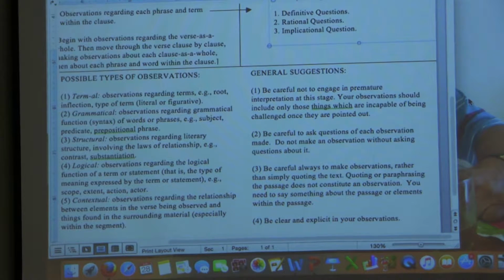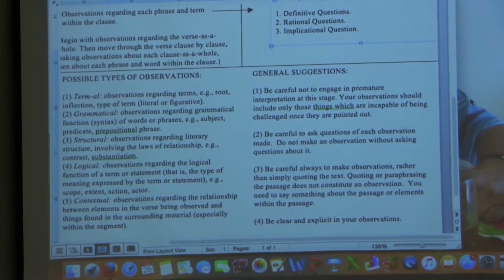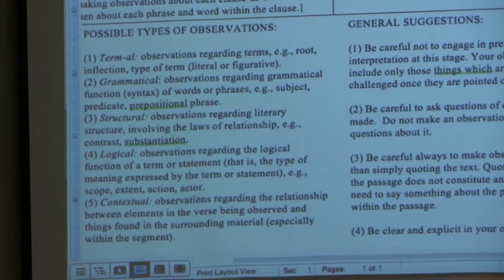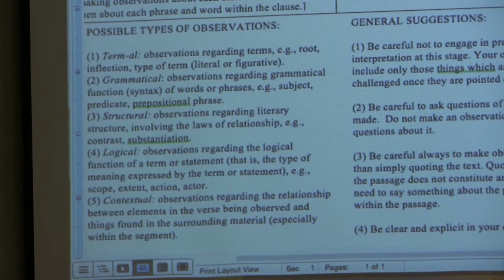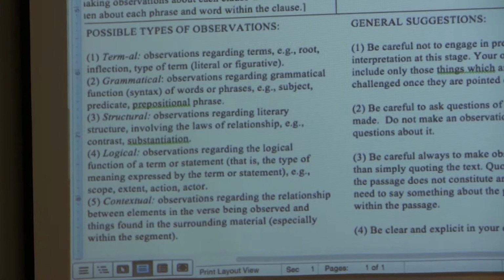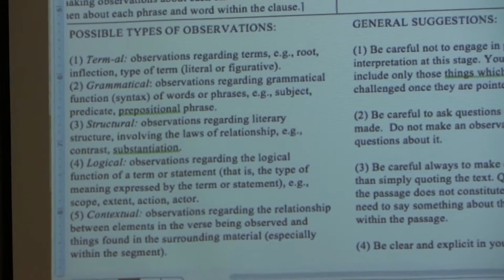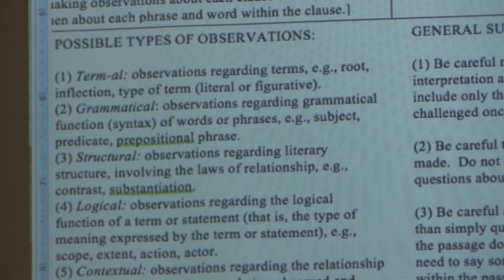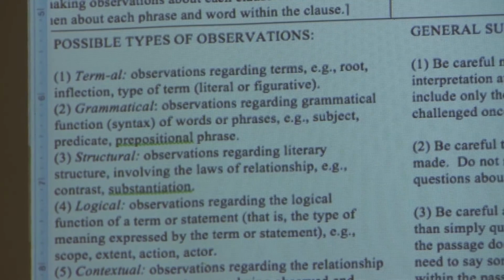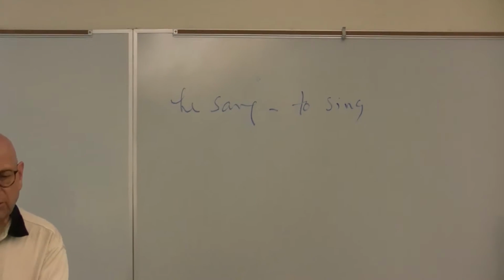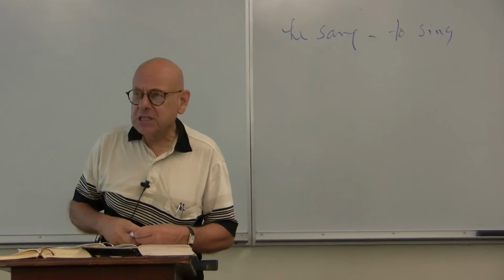The first type of observation are what we call term observations. These are observations regarding terms, obviously enough. That is to say, observations regarding individual words. Now, there are a couple possibilities as far as what one can do in term observation. One is to note the root of the word. That is to say, one might say, the dictionary form of the word. For example, if you have, let's say, the expression, he sang, the root would be to sing. Now, let me just say here that if you are able to make use of Greek, this is where you can bring in the Greek in a very helpful and significant way.